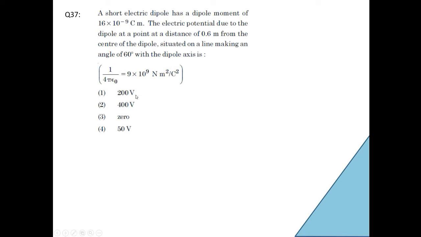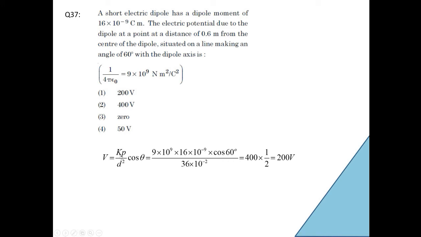Okay, option 1 200 volt, option 2 400 volt, option 3 0, option 4 50 volt. This is potential due to an electric dipole, which we have to consider at any far off point. So the formula is V is equal to Kp by d square into cos theta.